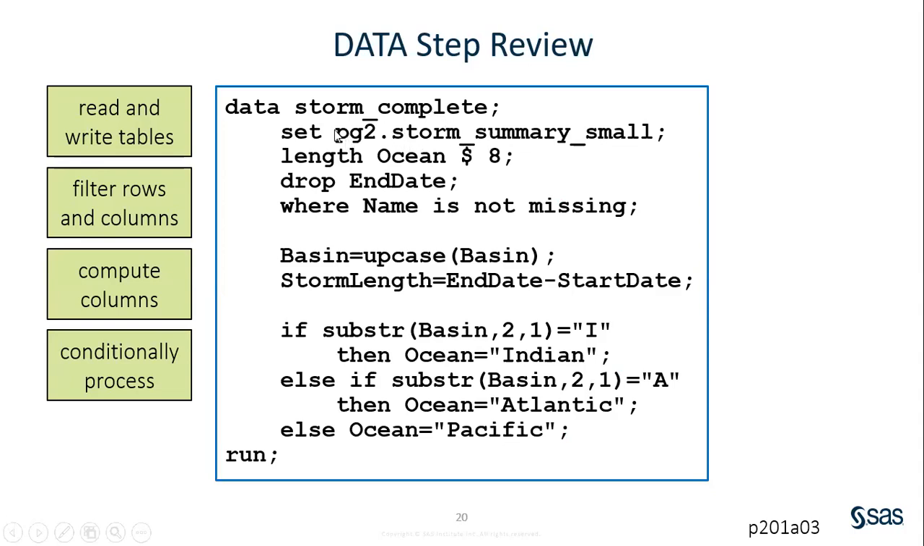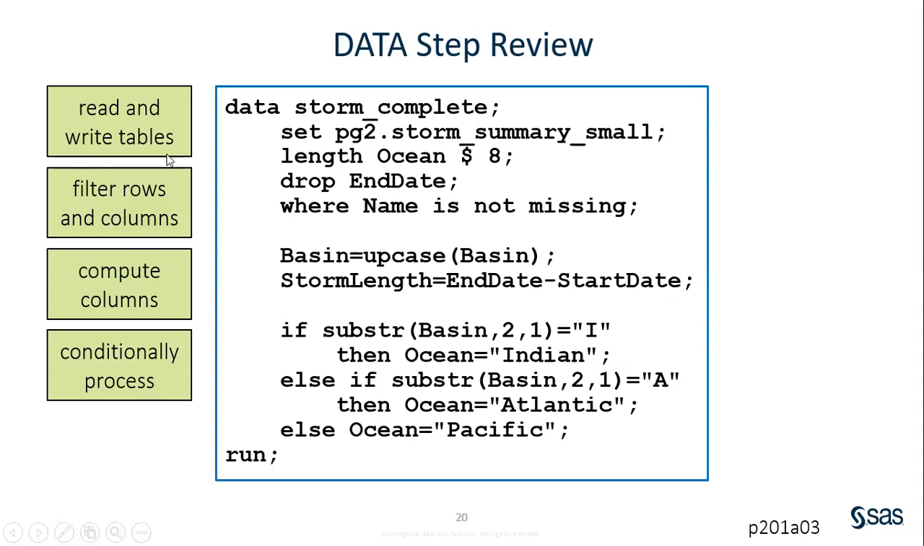Now this data set is currently one of the existing tables from a permanent library, and we are creating a temporary data set. Now you are including length, drop, where, basin equal to, you're upcasing basin. So it's an assignment statement. You're creating a new column. You are updating an existing column. Correct? Then you are subsetting, or you are creating a new column called ocean, depending on this criteria of if then else. Correct? So most of the concepts are to create new data with various instructions.